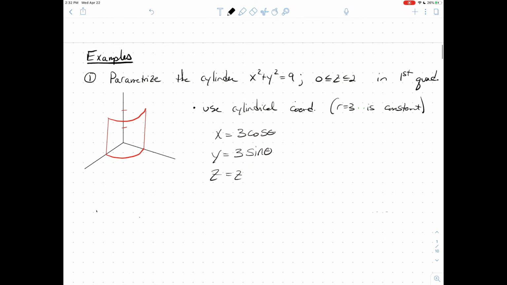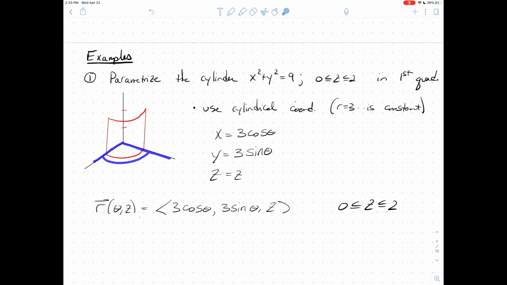And so I've got my equation now. I can say, well, here's my parametric equation. r of theta and z is 3 cosine theta, 3 sine theta, and then z is just z. And we can actually describe the bounds on everything now. Z, we said from the beginning, we want z to be between 0 and 2, so that's easy. We want to be in the first quadrant, so theta is going to swing from here around there, which is just 90 degrees. So theta is between 0 and pi halves.